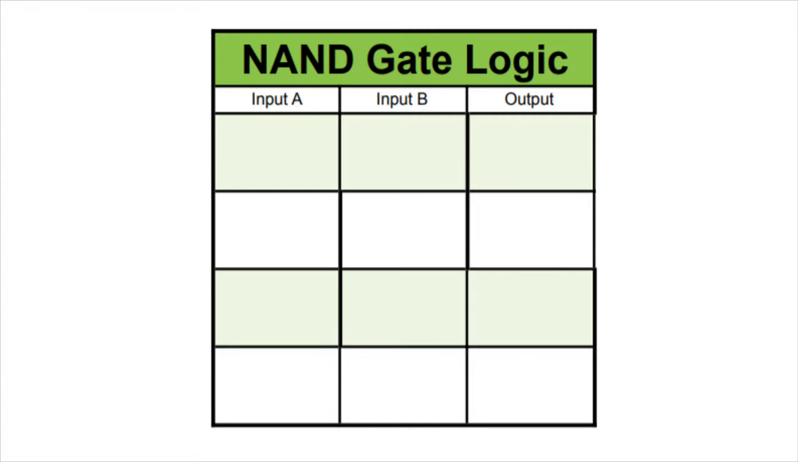I'm going to have you generate the logic table for the NAND gate. Just like in the previous lesson, you're going to run the track and you're going to fill in the results in the table. You can either print out a blank table from the link in the description or just get a blank piece of paper, make 4 rows and 3 columns. Above the first column, write input A. Above the second column, write input B. Above the third column, write output.